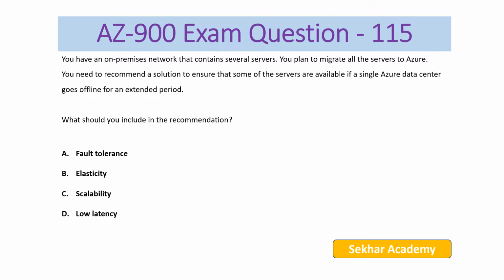Options: A. Fault tolerance, B. Elasticity, C. Scalability, and D. Low latency. See here, if a single Azure data center goes offline for an extended period, how do you ensure that services are available, right? So the right answer is A. Fault tolerance. So that is the right answer here, A. Fault tolerance.